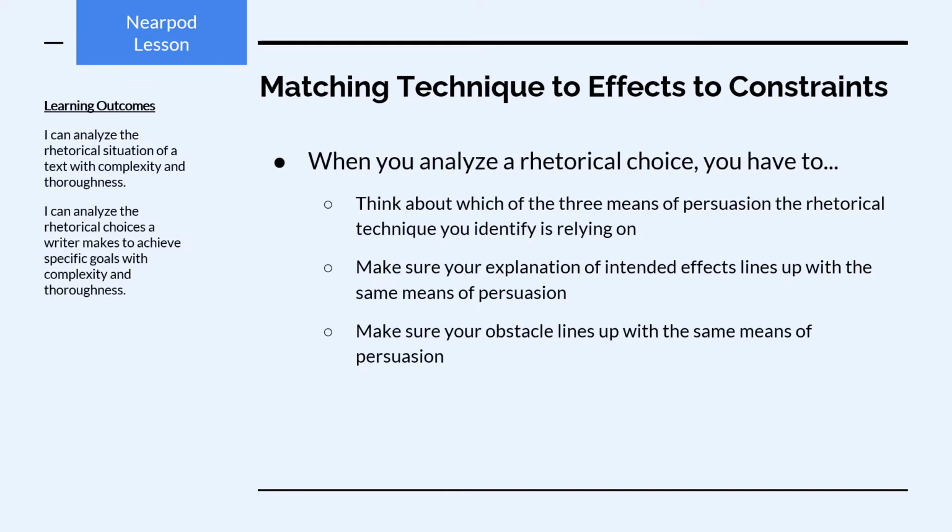In order to analyze a rhetorical choice effectively, you need to think about which of the three means of persuasion the rhetorical technique you identify is relying on, whether it's through reason or character or emotion. And then you need to make sure that your explanation of the intended effects lines up with the same means of persuasion. You also need to make sure your obstacle also lines up with the same means of persuasion.